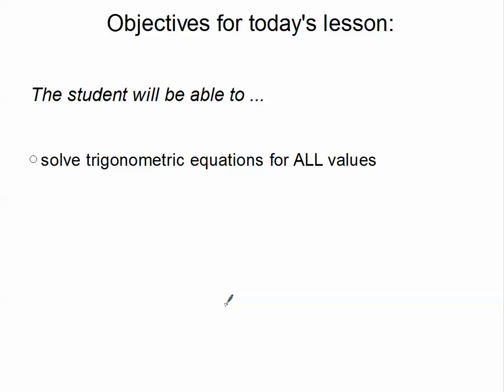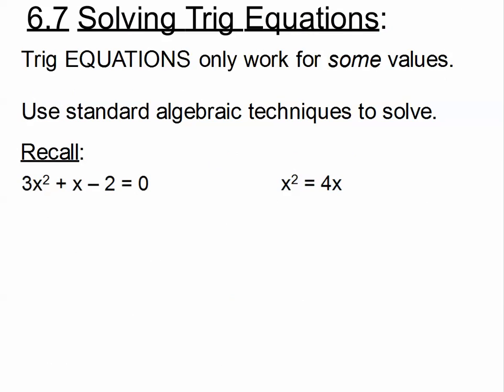In this tutorial, we will be able to solve trigonometric equations for all values. So we're in section 6.7 in our textbook, and we're going to be changing gears a little bit and now talking about trig equations as opposed to the identities that we've been working with. Remember, identities work for every single value. Trig equations will only work for some values, and our objective, of course, is to find those values.